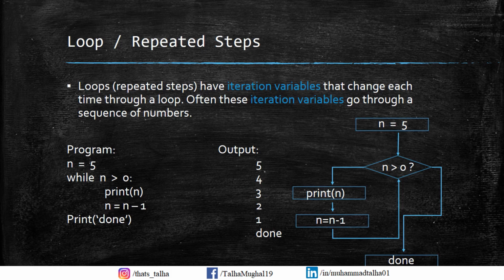And the same process will be performed again and again until the value of n becomes 0. And as soon as the value becomes 0, instead of continuing the process of that loop, the program will ignore that loop and print out done.